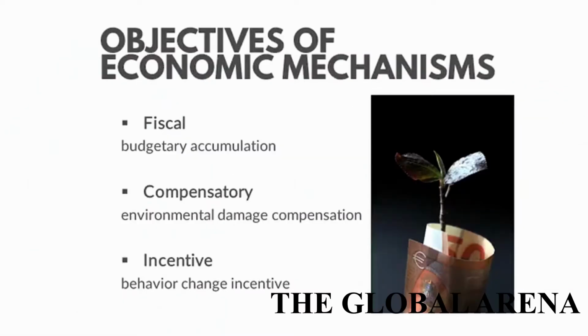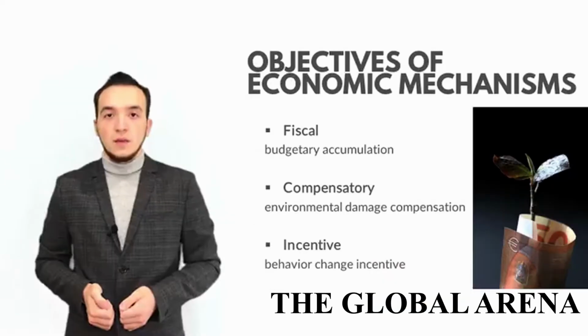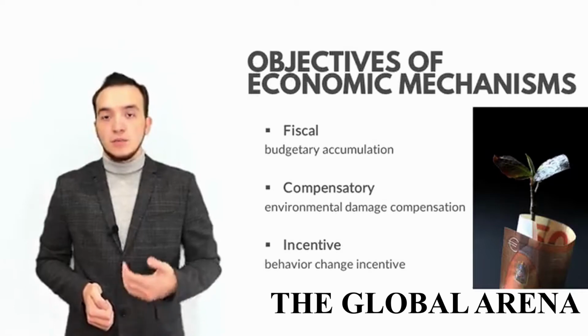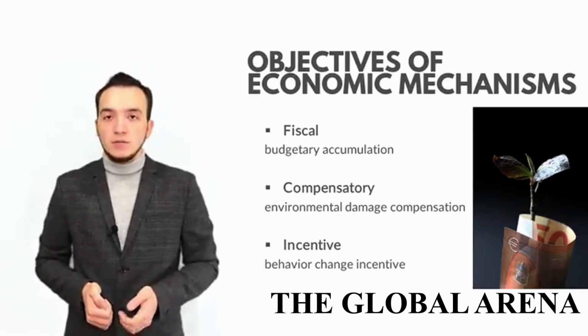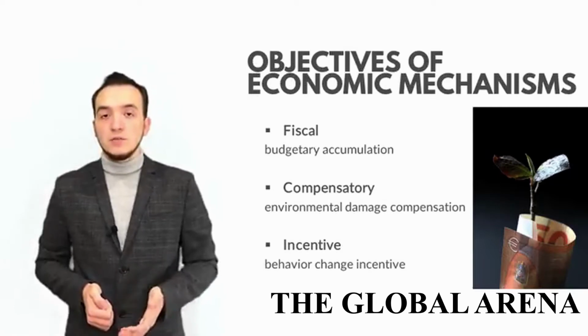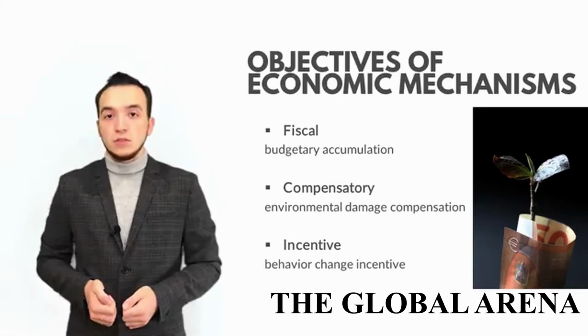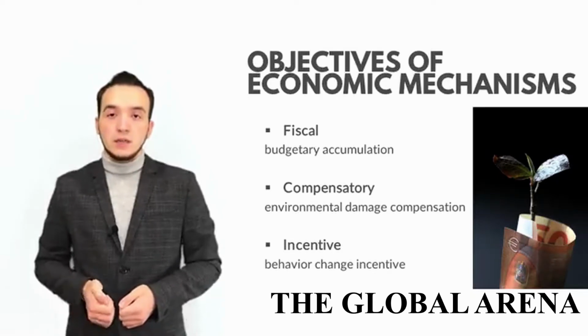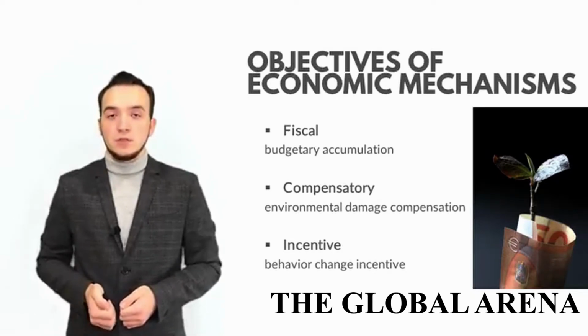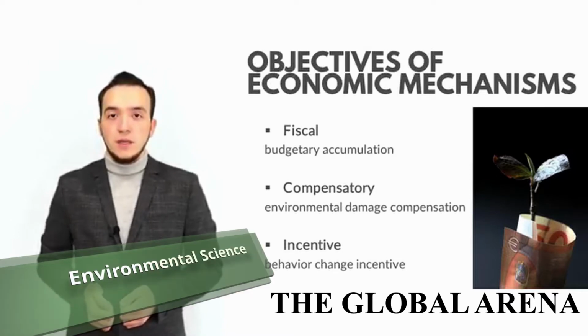The economic mechanism has several objectives. The first is the fiscal objective, in other words, to generate income from environmental taxes. The second objective is compensatory. The money received is used to finance environmental activities in order to restore natural resources and compensate for environmental damage. And the third objective is incentive.